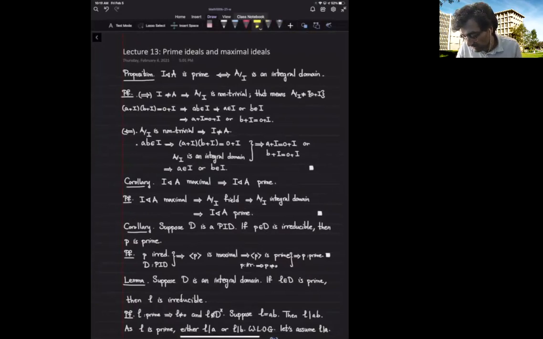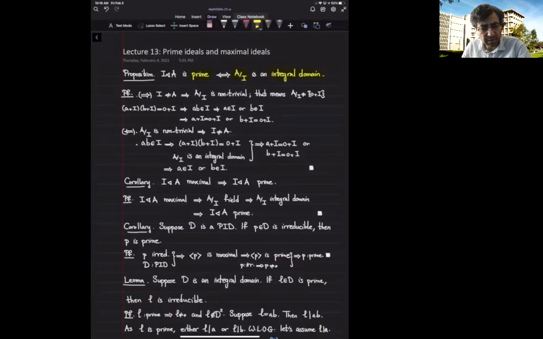It's quite interesting. Being a field implies that it's maximal. Now we are saying that it is prime precisely when the quotient ring is an integral domain. Actually, the proof is much easier than showing that an ideal is maximal precisely when the quotient ring is a field. So let's go through the proof.